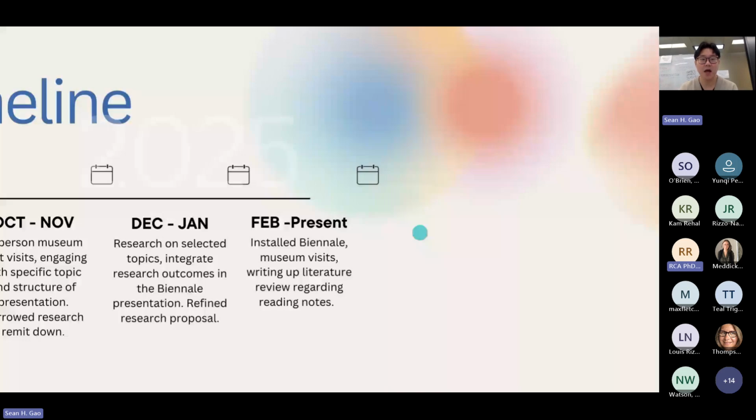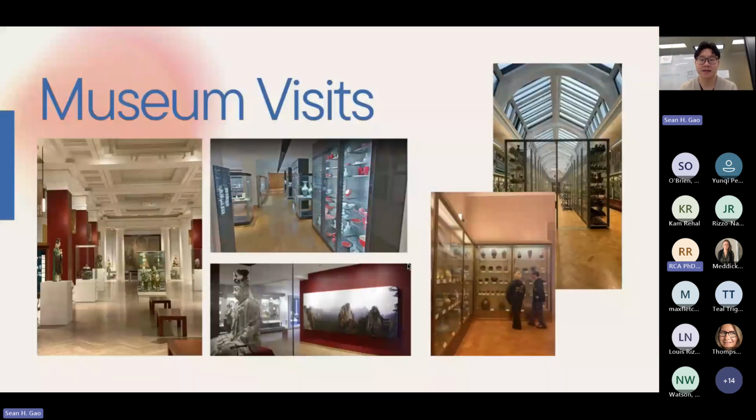About museum visits. Over the past few months, I have planned and conducted several pilot visits to museums in Britain. This includes the British Museum, the Percival David Foundation, the V&A, the Ashmolean Museum in Oxford, and the Fitzwilliam Museum in Cambridge. I have included some images here. As you can see, each museum has its own distinctive approach to presenting Chinese artifacts. For instance, the British Museum adopts a chronological approach, displaying its entire collection of Chinese artifacts along one wing of the exhibition hall.